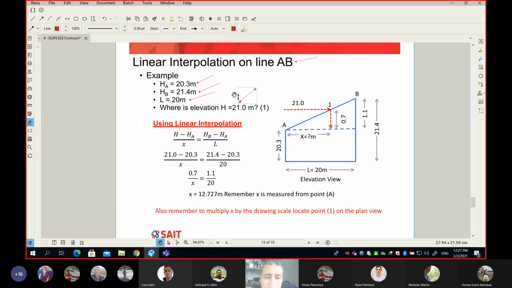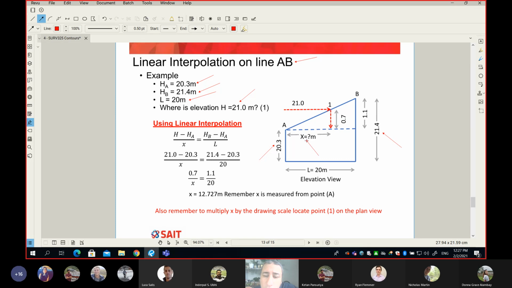So this is given like numbers. How about graphics? This is even better. So you can see the elevation of point A is 20.3, while the elevation of point B is 21.4. And really, what is my target? Here's my target. I'm after this.